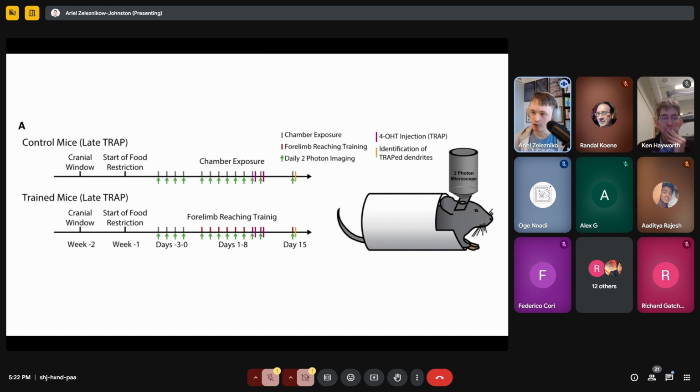And they're doing that with two groups of animals. One is the trained mice, so mice that actually learnt to do the task properly. And then their control group, which you can see on top, is where they're doing the same imaging every day for over a week of what's going on in their motor cortex, but they're just not training them on the task.